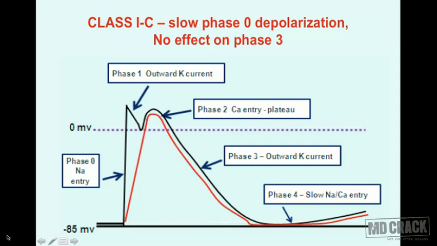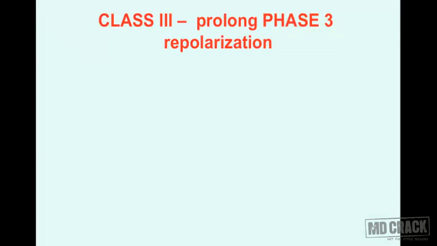So let's follow the cursor. This is the deflection because phase 0 is prolonged. The height has come down because of the effect on phase 0. That's the sodium entry. And the rest of the curve remains almost parallel to the original curve because there is no effect on phase 3. And we go to phase 4. Look at phase 4. There is slow sodium entry. That's the phase 4. This will be prolonged because that's the effect of the sodium channel blockers. I hope you appreciated class 1B, 1A and 1C.